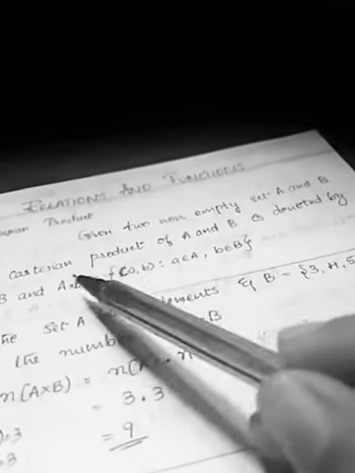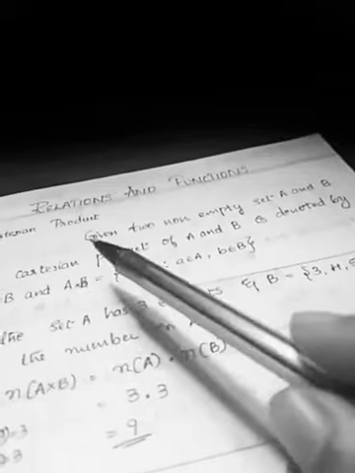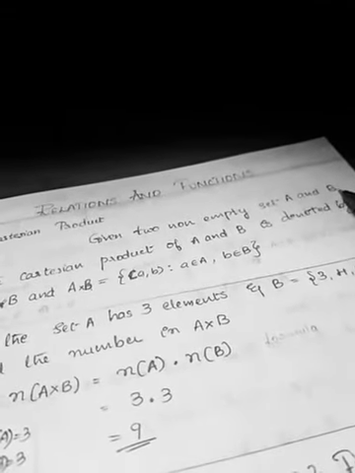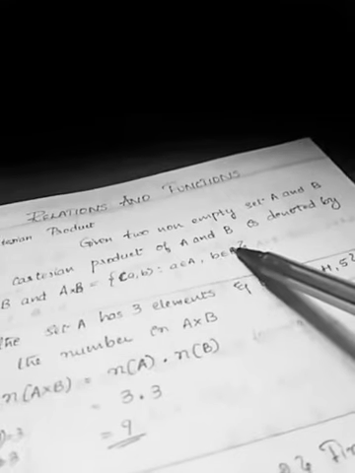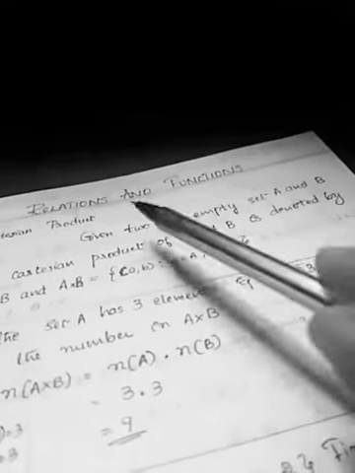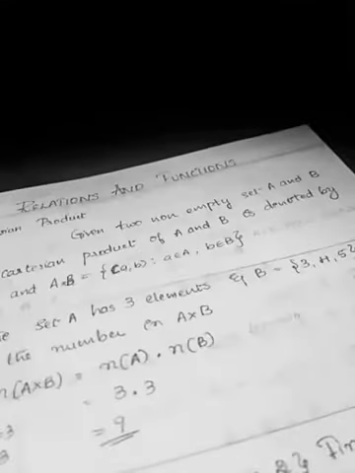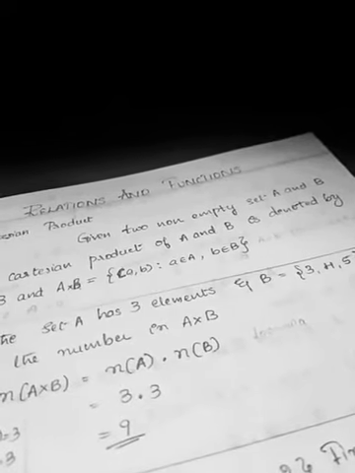So the Cartesian product of two non-empty sets A and B is denoted by A cross B, and A cross B equals the set of all ordered pairs (a, b) such that a belongs to A, b belongs to B. So that is the definition of Cartesian product. Let us see some examples.